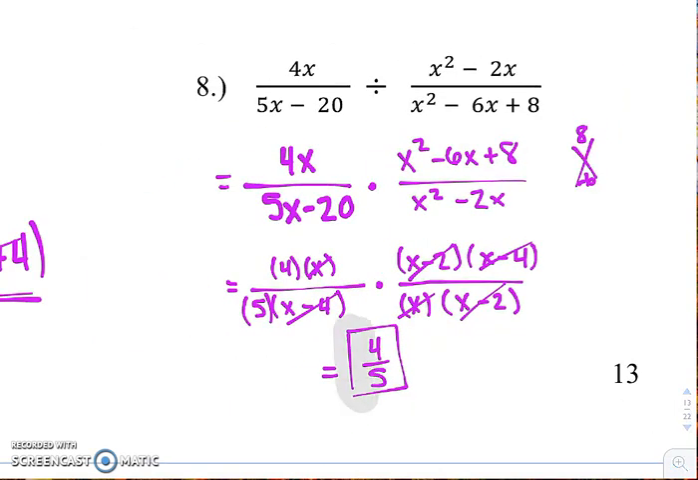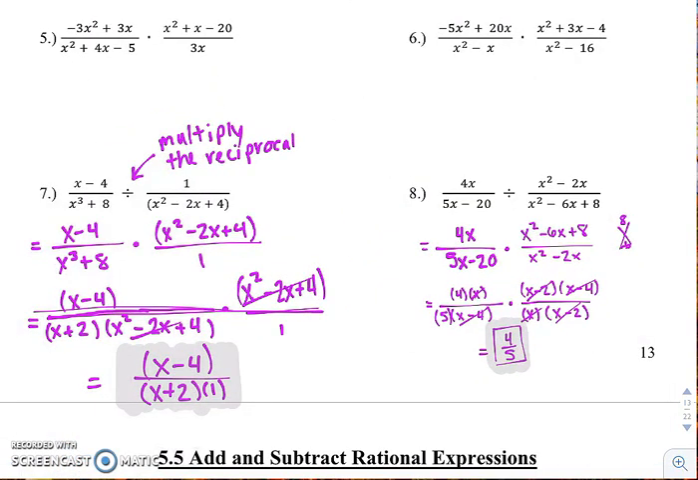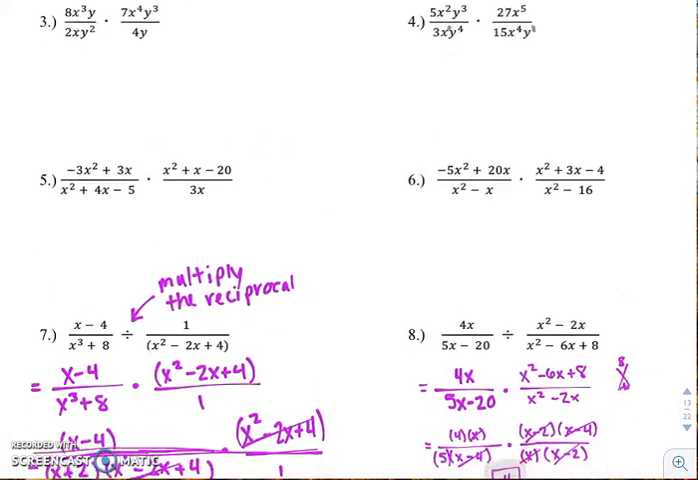So remember, when you see division, you want to multiply by the reciprocal. So flip the second fraction, make it a multiplication problem. And then it's just like the ones we did up above. So try 3 and 5.